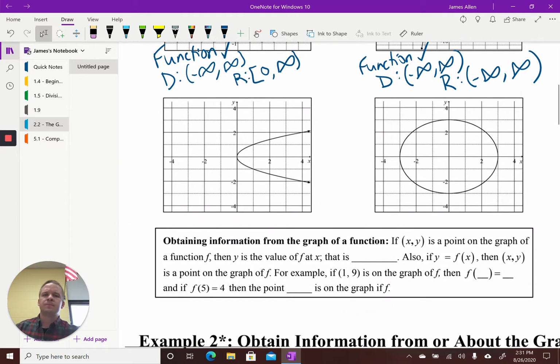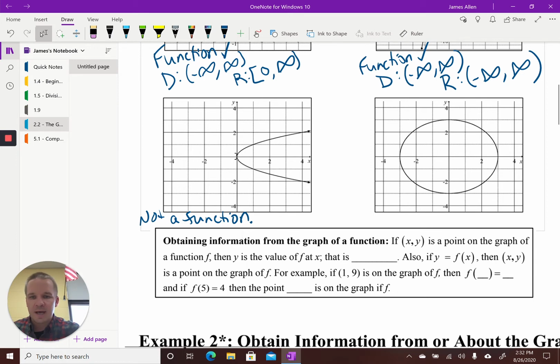Next one. All right. This looks interesting here. It looks like that quadratic, but on its side. Does this pass the vertical line test? No. Not a function. And then domain and range. We can still do domain and range.